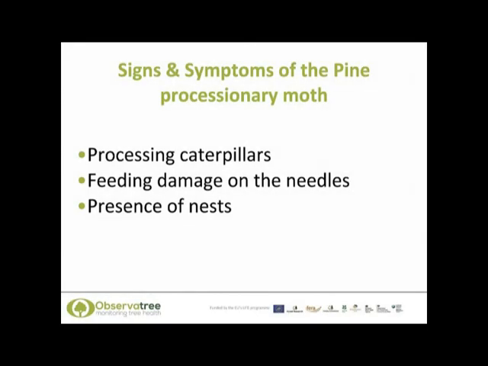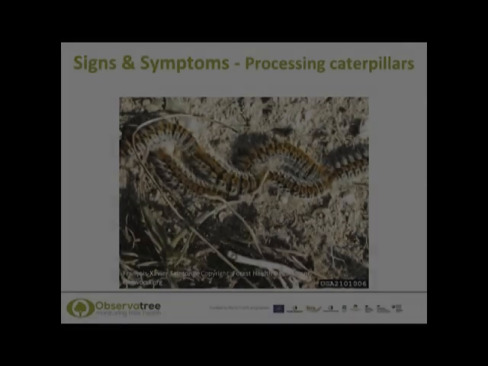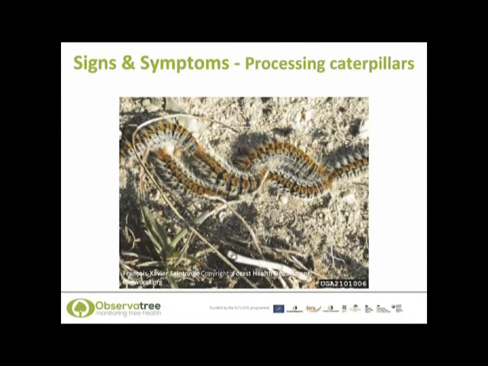So what are the signs and symptoms of this moth? Well, the main ones are the caterpillars that form processions, and damage to the needles caused by the larvae feeding, and also presence of nests in the pine trees. On this slide you can see the caterpillars of the pine processionary moth forming a nose-to-tail procession. So the pine processionary moth caterpillars are most likely to be seen processing in this way in the winter months and early spring.